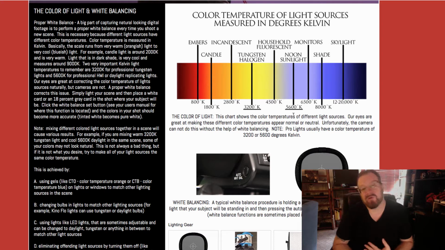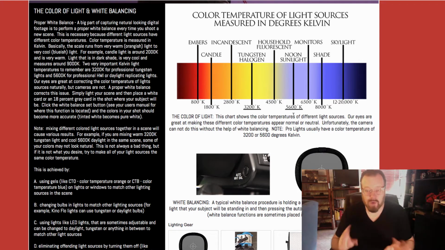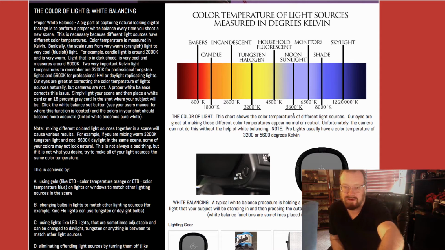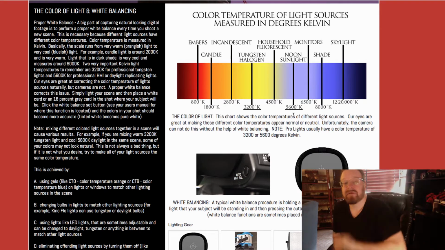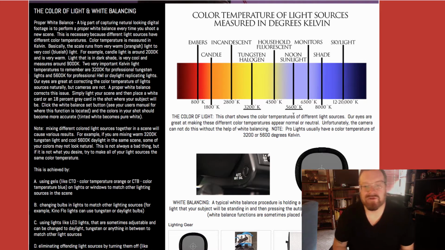Now, you can think of it as indoor light tends to be oranger or warmer, and outdoor light tends to be bluer. This varies wildly, right? If you could look at the low end, like embers in a fire, all the way up to 800K in the shade. But 3200 and 5600 are good to remember. They also talk about fluorescent light. So much of fluorescent light is daylight balanced now, that would be more like 5600 kelvins.